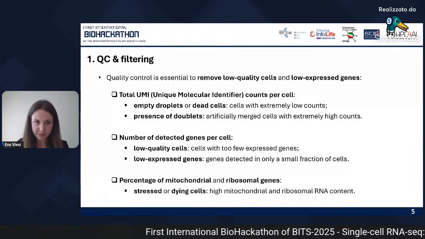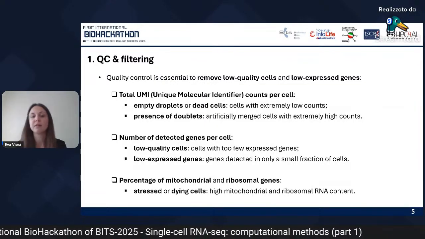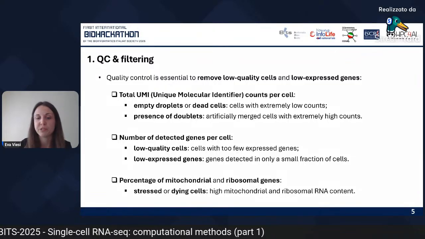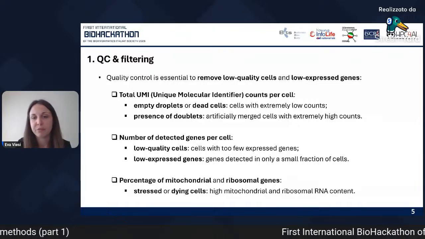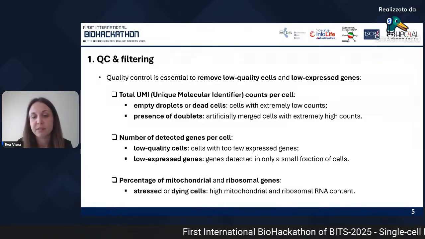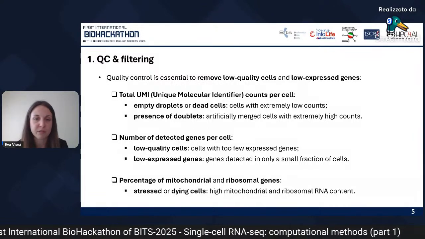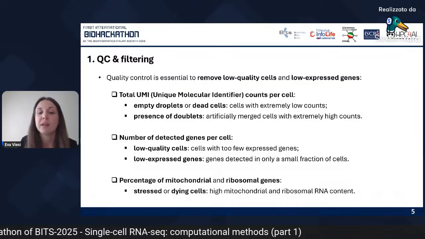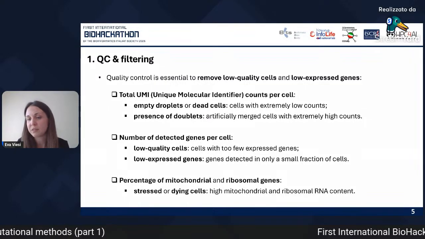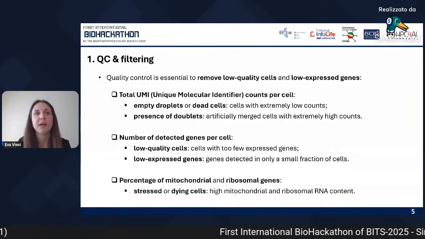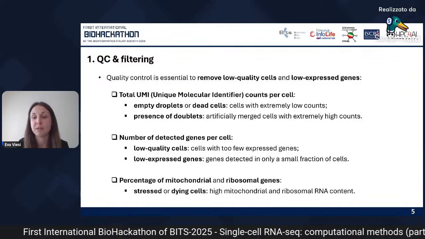The first step of the pipeline is the quality control and filtering of both low quality cells and lowly expressed genes. Specifically, we want to evaluate the total number of unique molecular identifiers per cell, which represent the original mRNA molecules or the original transcripts. In this case, we want to identify both empty droplets that show extremely low counts and putative doublets, which instead can have extremely high counts.